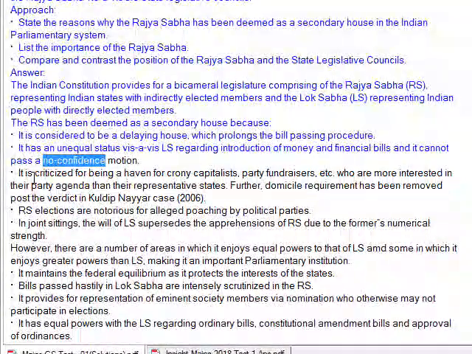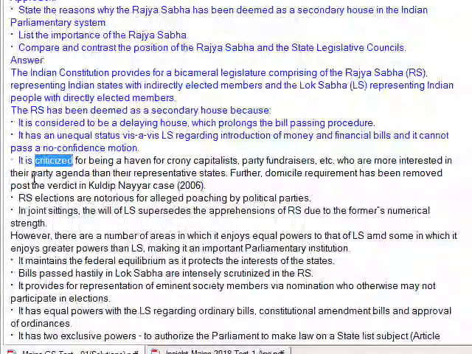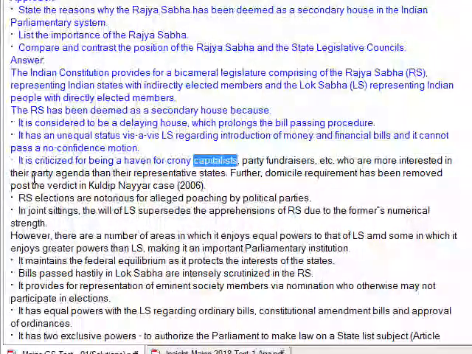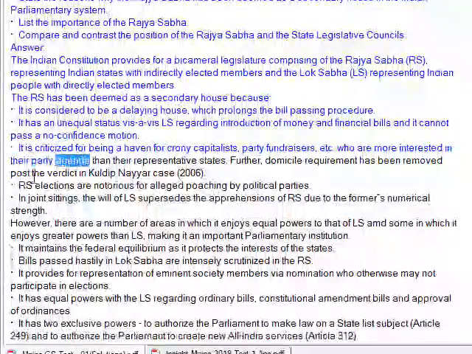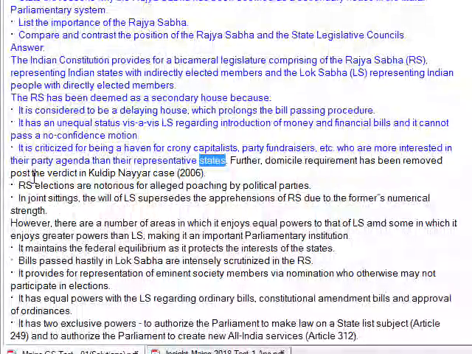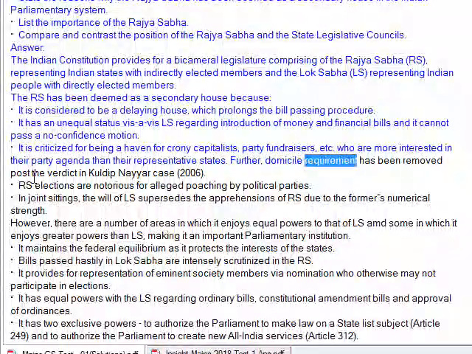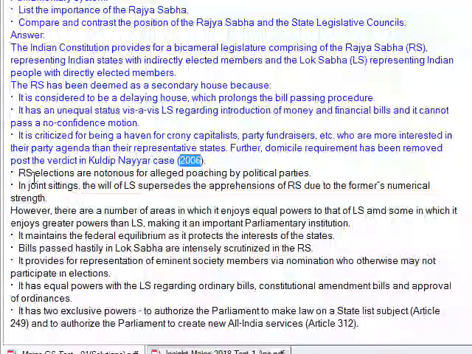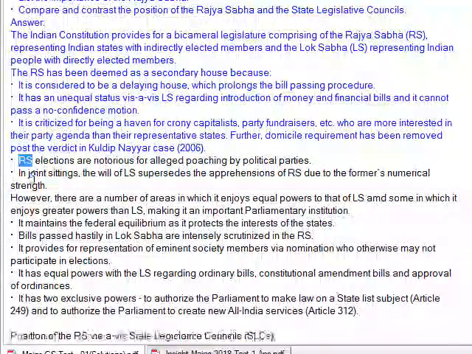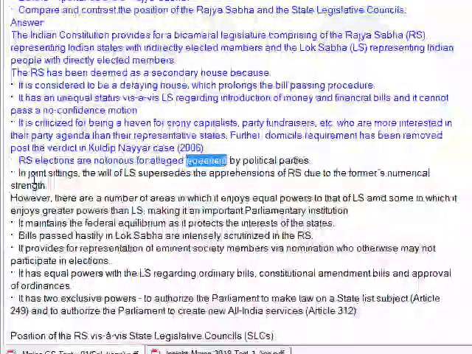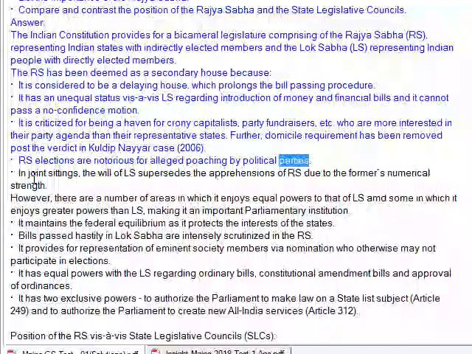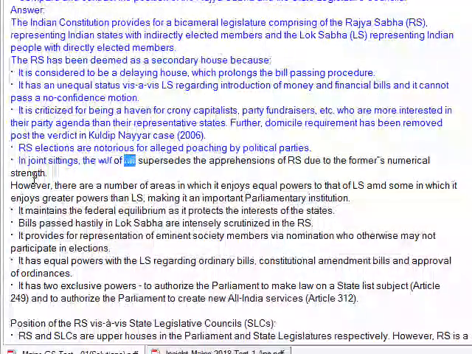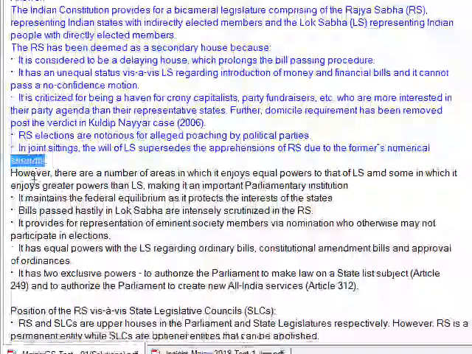It is criticized for being a haven for crony capitalists, party fundraisers, etc., who are more interested in their party agenda than their representative states. Further, the domicile requirement has been removed post-verdict in the Kuldip Nayar case 2006. RS elections are notorious for alleged poaching by political parties. In joint sittings, the will of the LS supersedes the apprehensions of the RS due to the former's numerical strength.